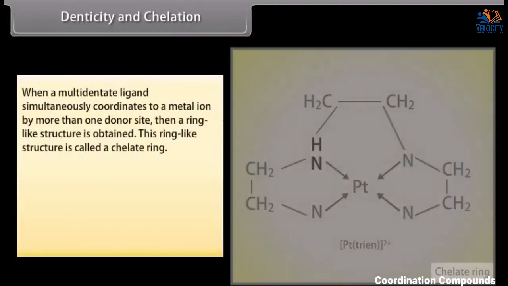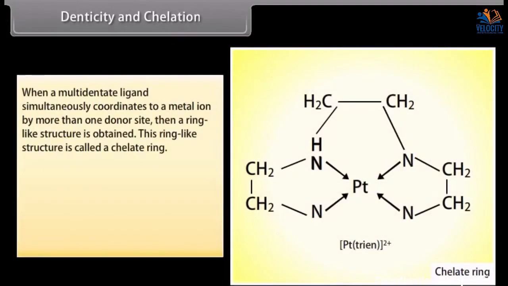Denticity and chelation. When a multidentate ligand simultaneously coordinates to a metal ion by more than one donor site, then a ring-like structure is obtained. This ring-like structure is called a chelate ring. [Pt(en)2]2+ is an example of chelation.